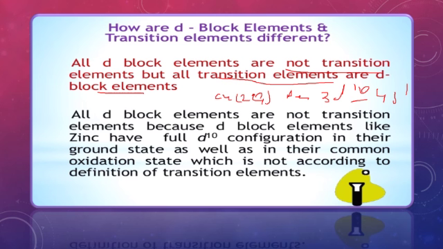But some other elements like zinc, cadmium and mercury, they do not have partially filled d orbitals in their atomic state or in their most common oxidation state. So zinc, cadmium and mercury are not regarded as transition elements. So all the d block elements are not transition elements, but all the transition elements are d block elements. Zinc, cadmium and mercury are only regarded as d block elements.